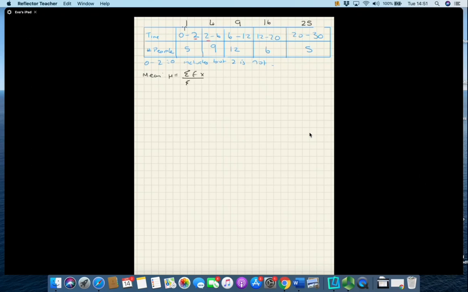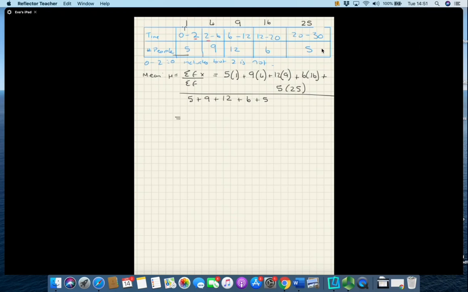So when you're getting your mean then, because it's a grouped frequency table, it's f by the x's over the sum of the f's. In other words, I have 5 people that watch 1 hour of telly. I have 9 people that watch 4 hours of telly. I have 12 people that watch 9 hours of telly. I have 6 people that watch 16 hours of telly, and I have 5 people that watch 25 hours. It's not over 1, 2, 3, 4, 5. It's over 5 people plus 9 people plus 12 people plus 6 people plus 5 people, which, as the question told us, is 37.